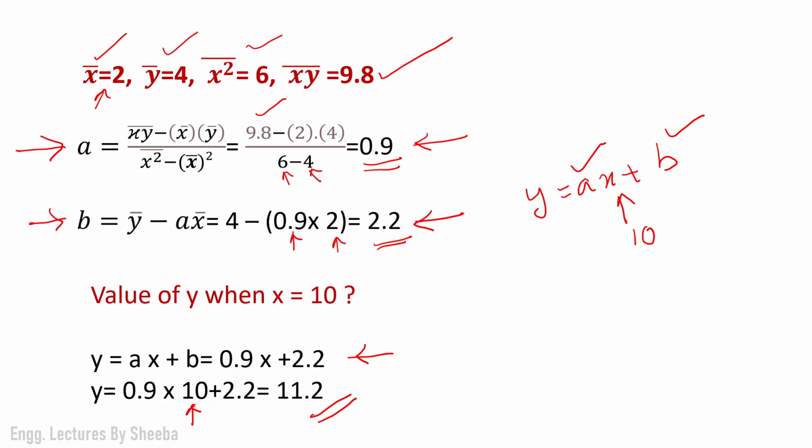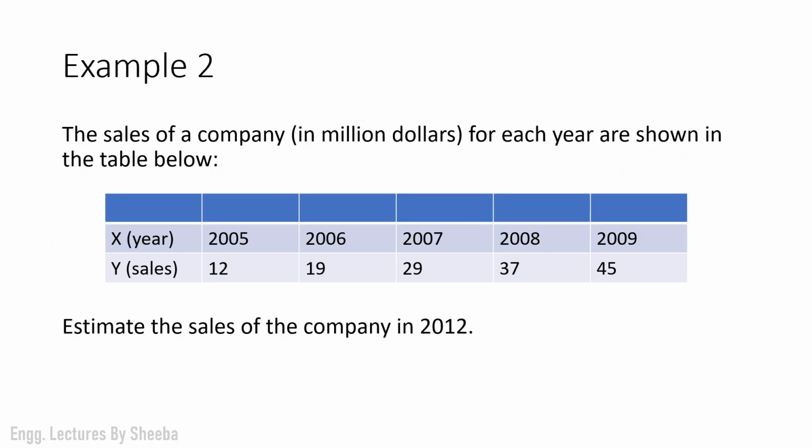We will solve one more example. So here the sales of a company for each year is shown in the table. So here this X is the year and Y is sales in $1,000,000. So what we are supposed to do is estimate the sales of the company in 2012. So here you can see up to 2009 only the data is given, and we are supposed to predict the value for 2012. This value we have to predict.